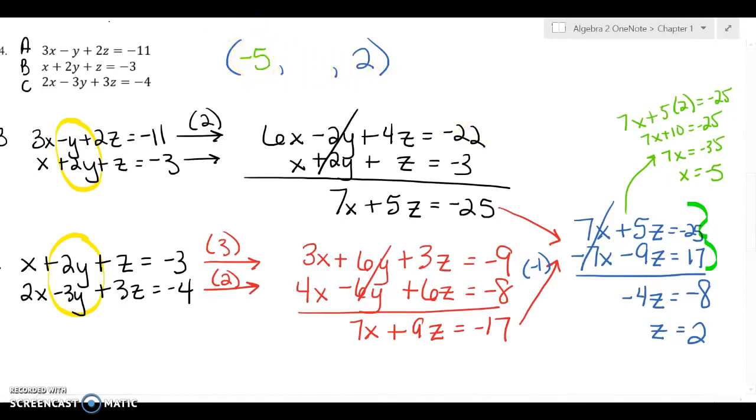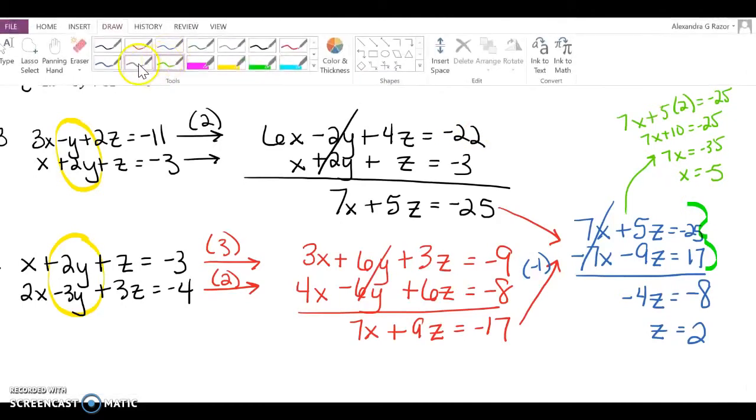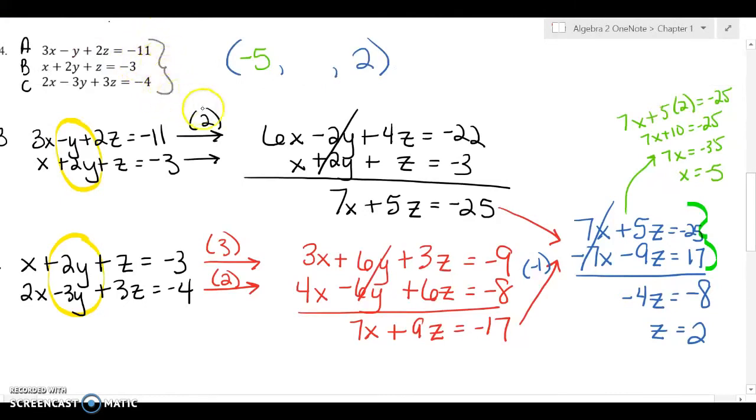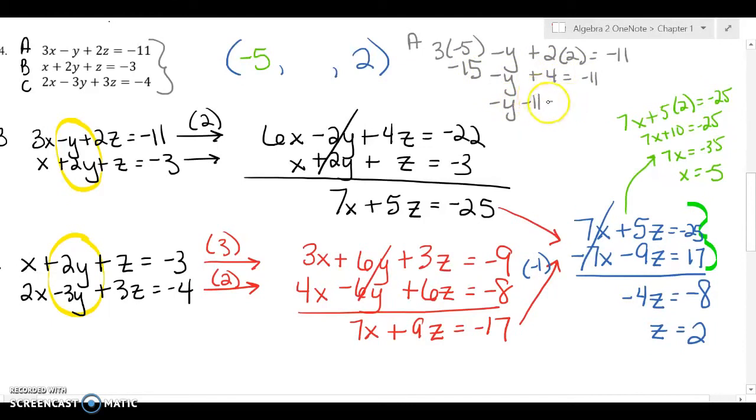And now that I have two answers, I can go ahead and plug it into any of these three. And so I'm just going to choose A. And so it's 3 times negative 5 minus y plus 2 times 2 equals negative 11. So negative 15 minus y plus 4. Well, that's negative y minus 11 equals negative 11. So negative y equals 0. So y is just 0.